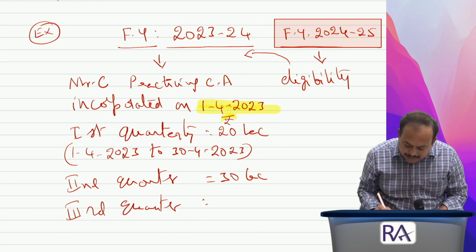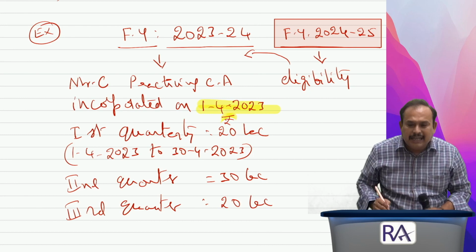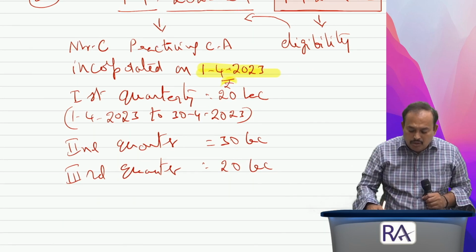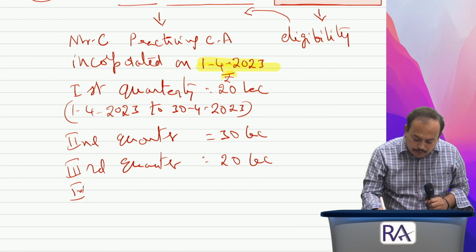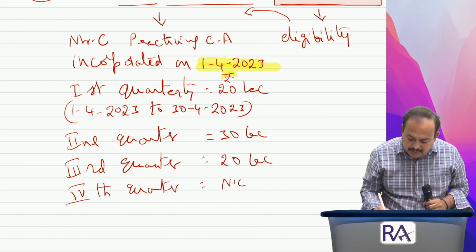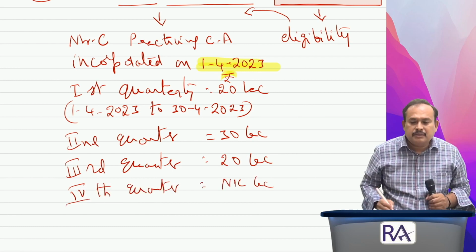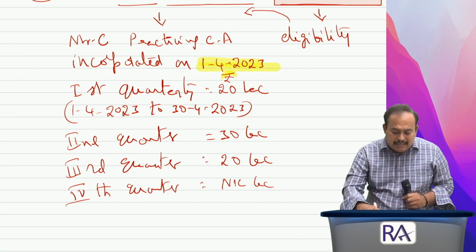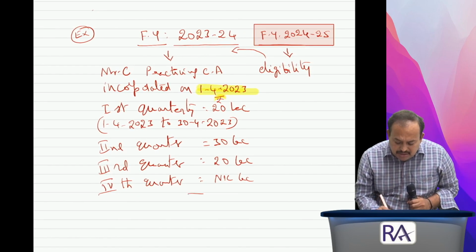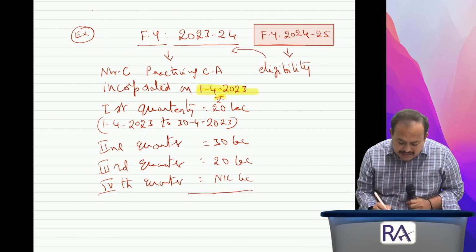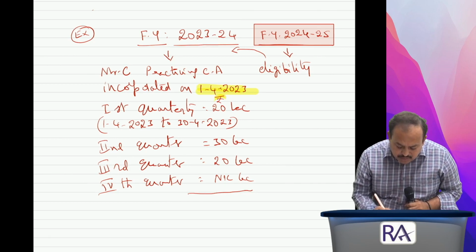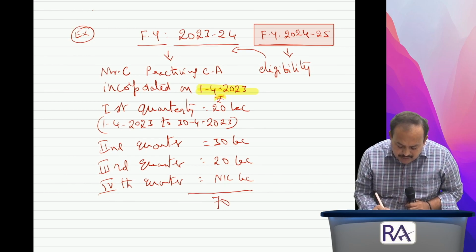My turnover, let us say, 20 lakh. So in the fourth quarter, for example, my turnover is nil. So in that financial year, how much have I got as total turnover in the given case? 20 plus 30 plus 20, 50 plus 70. So 70 lakhs is my aggregate turnover.